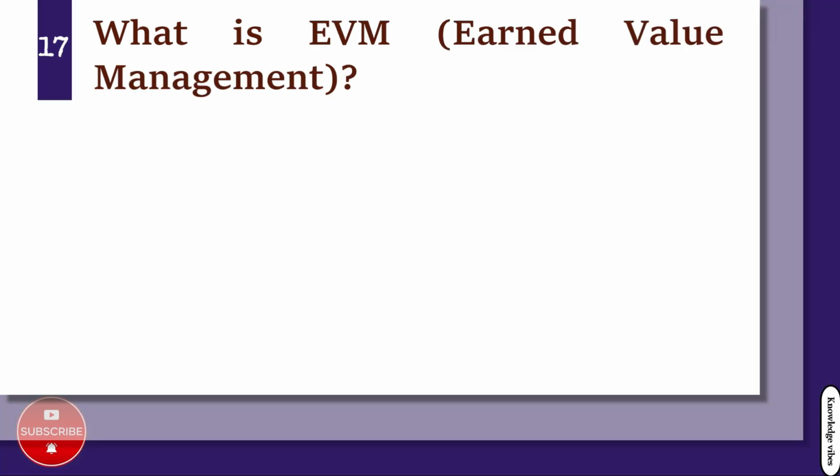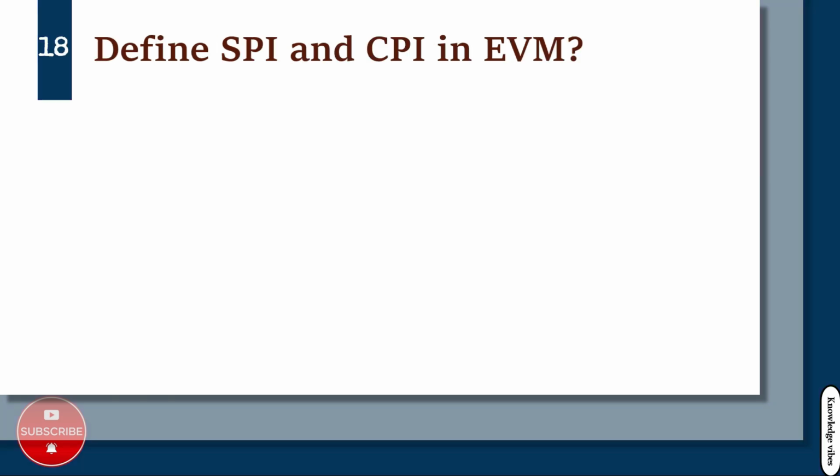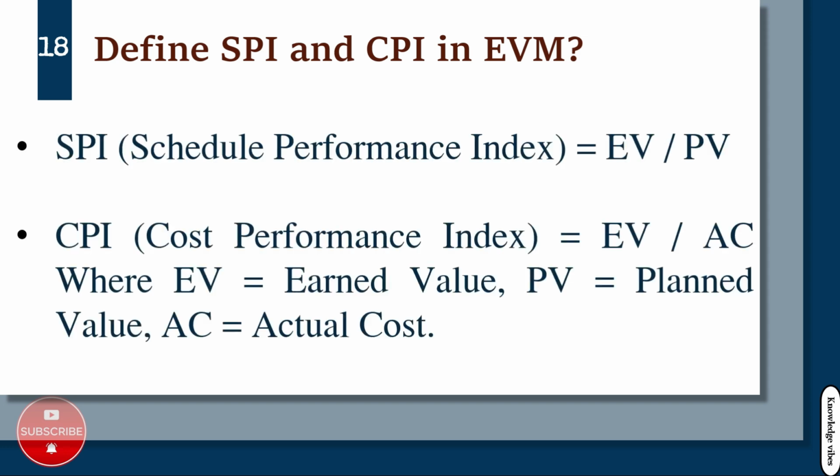What is EVM, Earned Value Management? EVM is a project performance technique that integrates scope, schedule, and cost for accurate forecasting and control. Define SPI and CPI in EVM. SPI, Schedule Performance Index, equals EV/PV. CPI, Cost Performance Index, equals EV/AC, where EV equals earned value, PV equals planned value, AC equals actual cost.